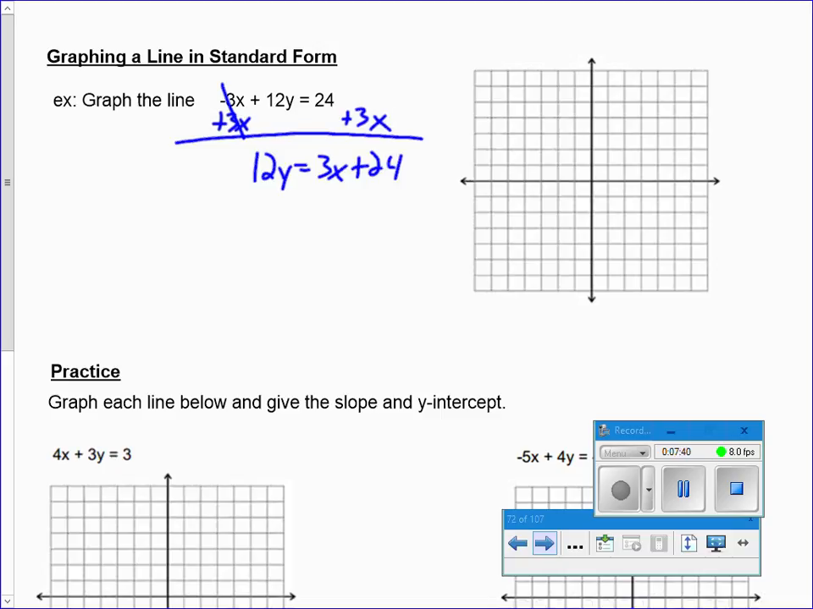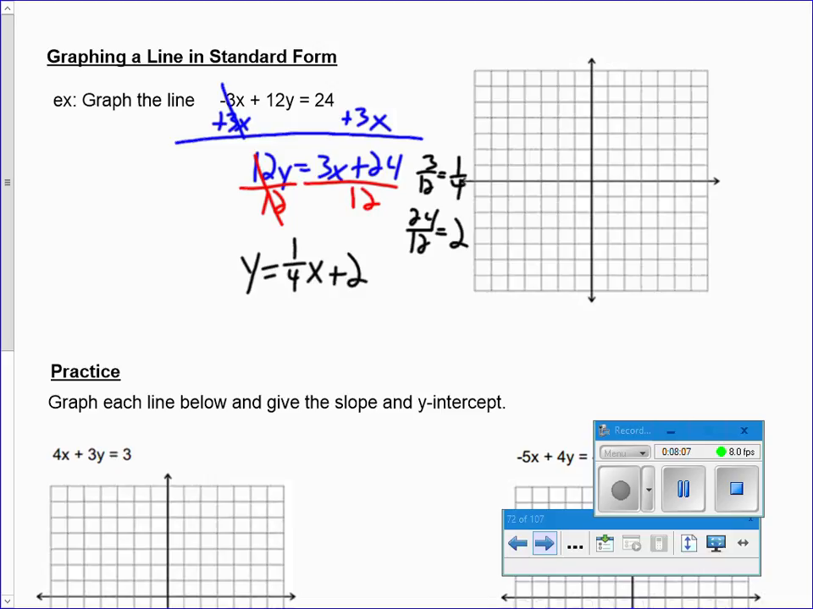Then my next step will be to divide the whole equation by whatever is in front of y, that coefficient. And my last step will be to simplify. So I have to look at 3 over 12. I know it's 1/4 if I simplify. 24 over 12 is 2. So I'm going to have y equals 1/4 x plus 2.